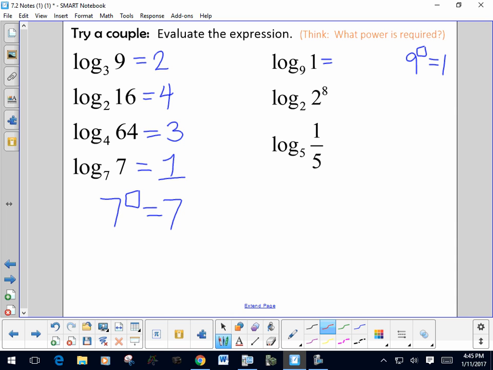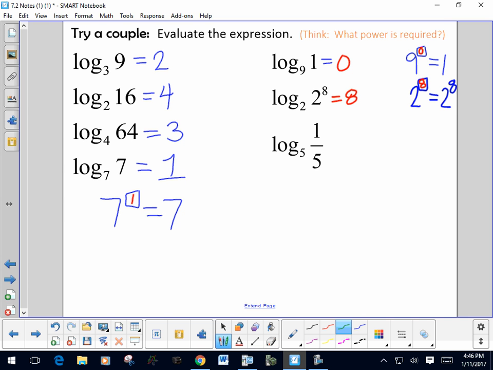Well, if you think back to your exponent rules, the power that gives you answer 1 is 0. This one is 0. Log base 2 of 2 to the 8th. We're thinking about 2 to what power is 2 to the 8th? I love to write that one down because when you write it that way, people almost always immediately see that the answer is 8.